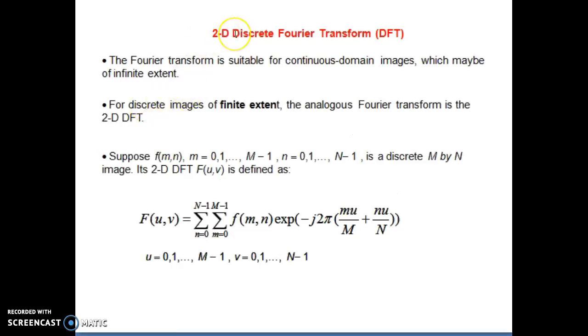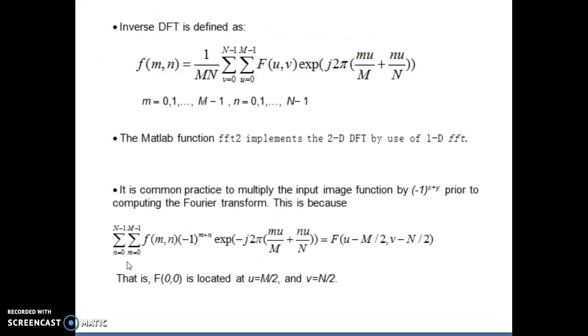Coming to the two-dimensional DFT, which we will be applying for images, the Fourier transform is suitable for continuous domain images which may be of infinite extent. For discrete images of finite extent, the analogous Fourier transform is the two-dimensional DFT. Now here we have a two-dimensional function, F of u comma v, and the expression for the two-dimensional DFT. The inverse two-dimensional DFT is given by f of m comma n.